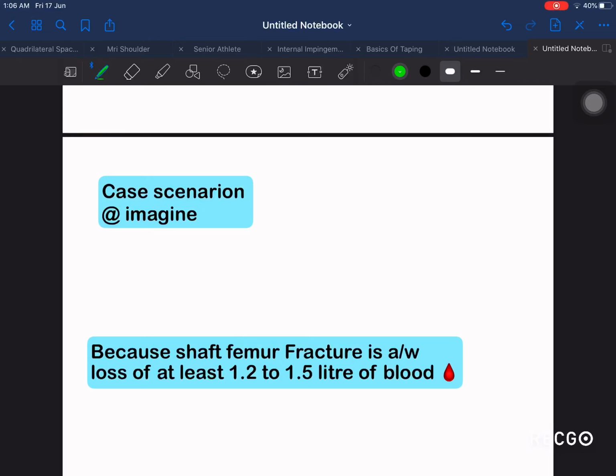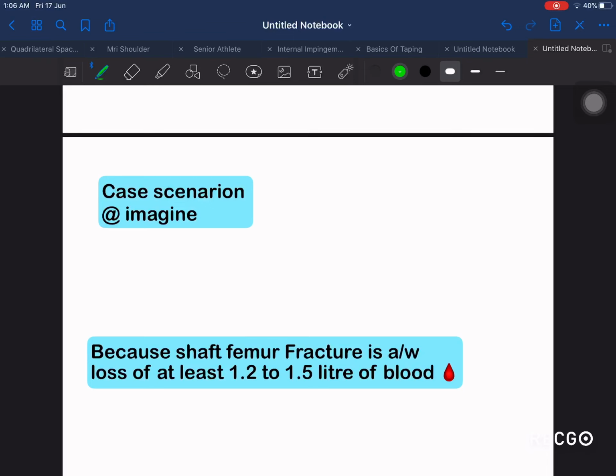Now the second thing is, when we assess the vitals of this patient, the blood pressure, temperature, pulse, respiration, these are very much essential. Why? Because of two things. The shaft femur fracture is associated with the loss of at least 1.2 to 1.5 liters of blood, and according to the hemorrhagic classification of shock, it will fall into a grade 1 or class 1 shock. So it is an emergency. We need to take care of these patients.